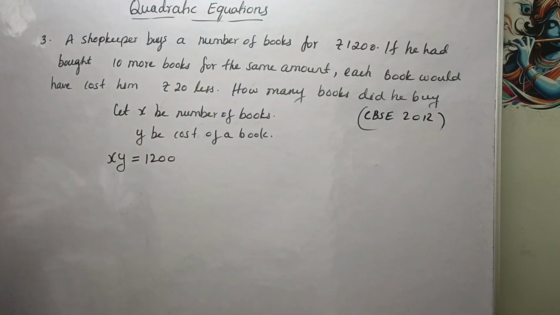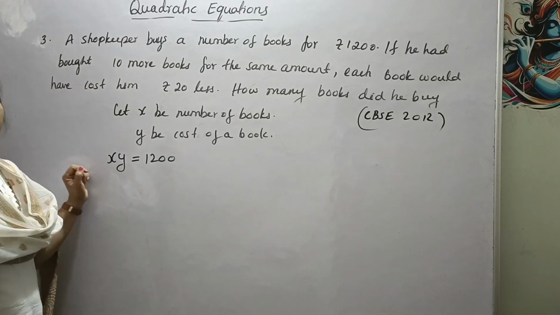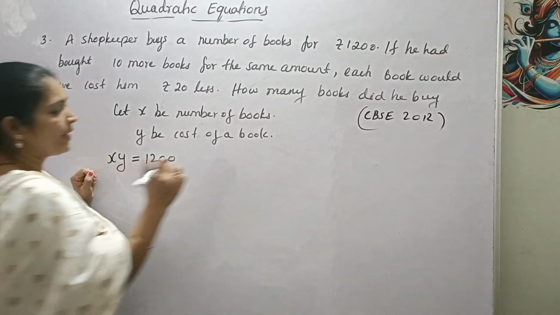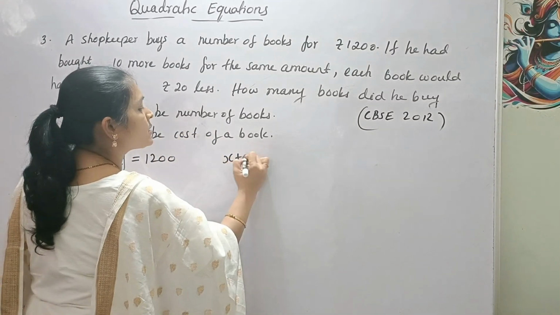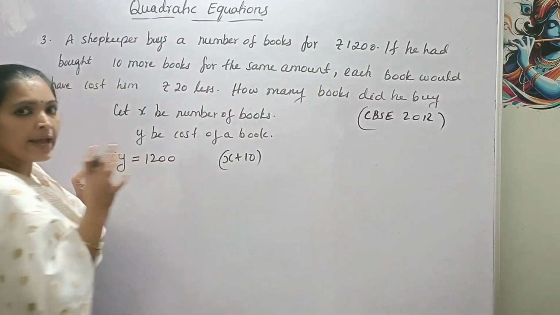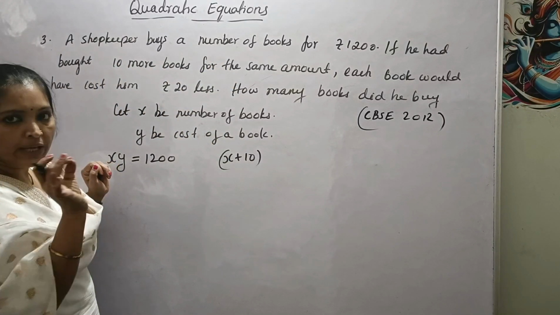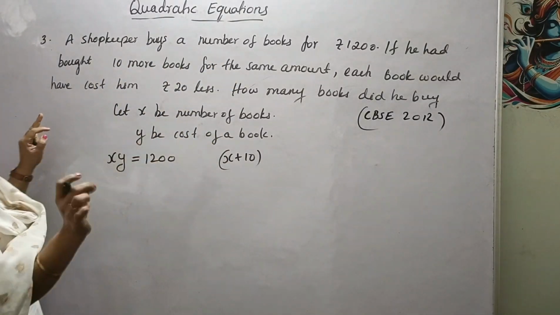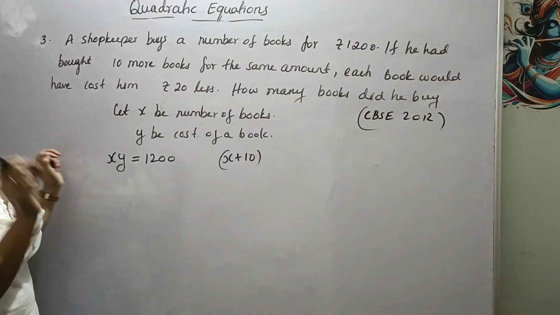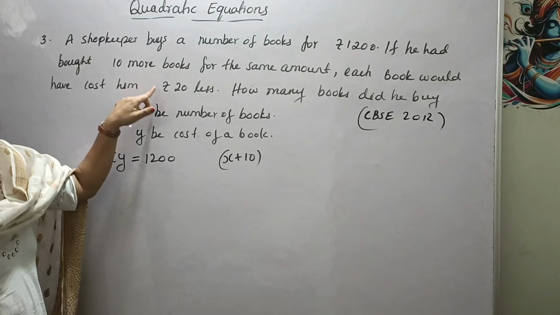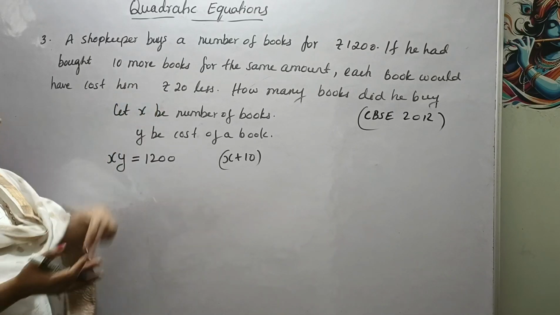If he had bought 10 more books for the same amount. Initially it was x number of books, right? So 10 more books means x plus 10. And for the same amount, each book would have cost him rupees 20 less.